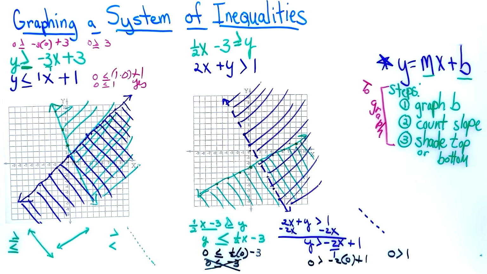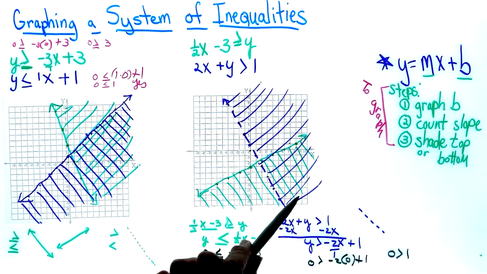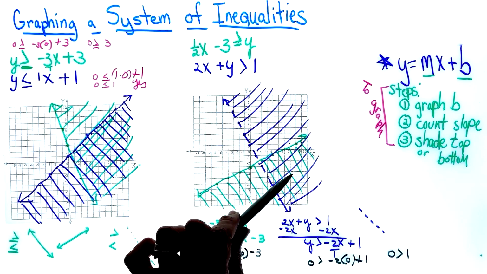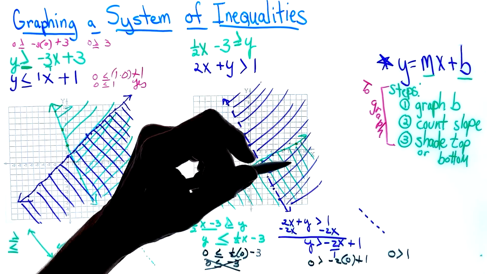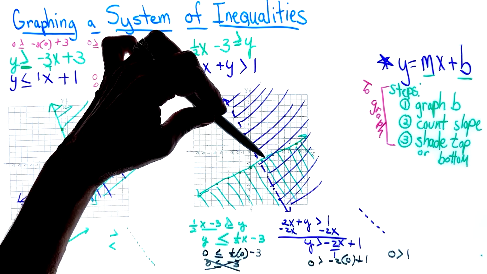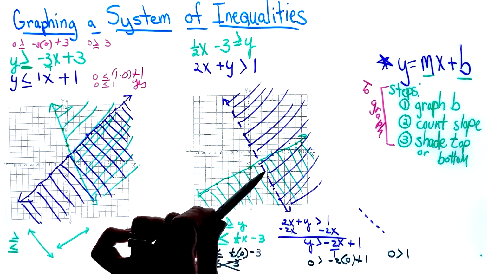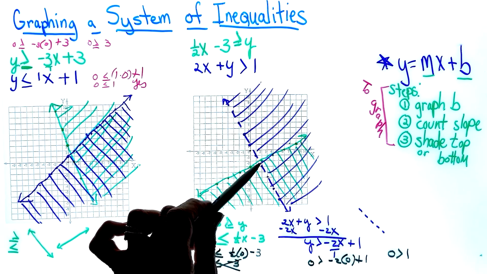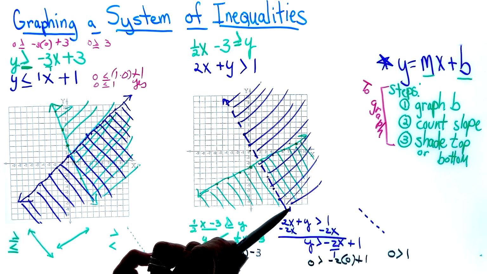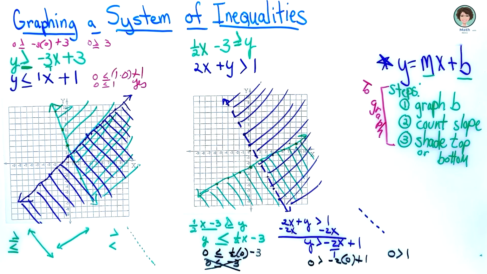And when I do that, I can see here's my overlap. All of this is part of the solution. What also is part of the solution are the ordered pairs on this part of the line, the green line. What is not part of the solution are any ordered pairs on our dotted line. So again, when you're graphing a system of inequalities, in the end, you are looking for the shaded area where they overlap. And those are your many solutions to your system of inequalities.